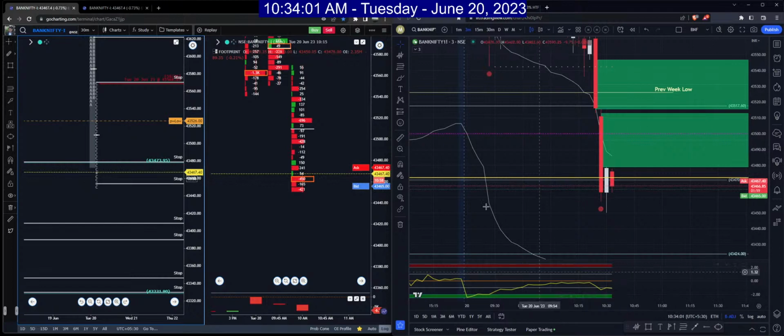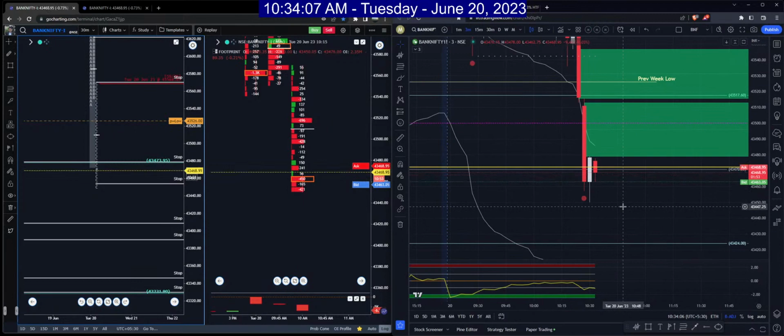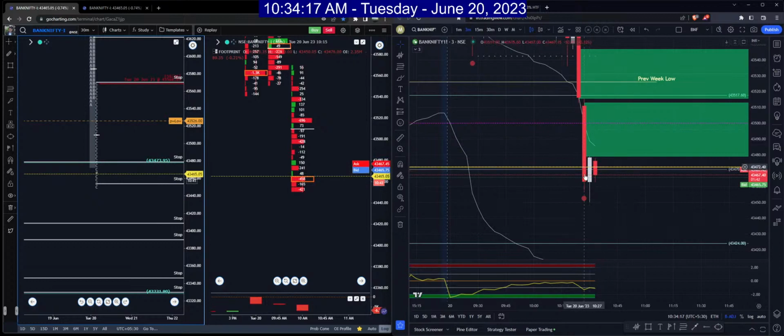Okay, so some balancing is happening around this level, and supply is getting absorbed, supply is coming in. Yeah, so you see this, right? It is getting shut off. So there is a bid here. I'm just observing where the bid is coming. Now the bid is here.